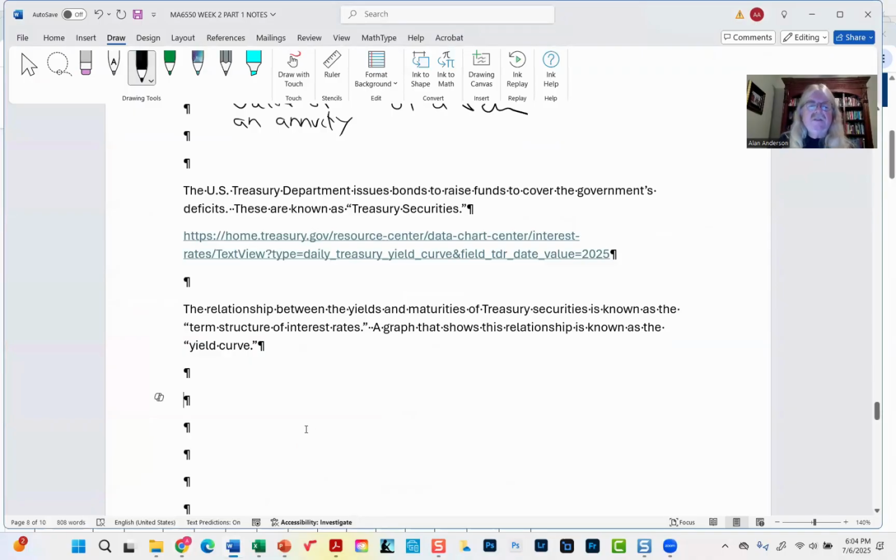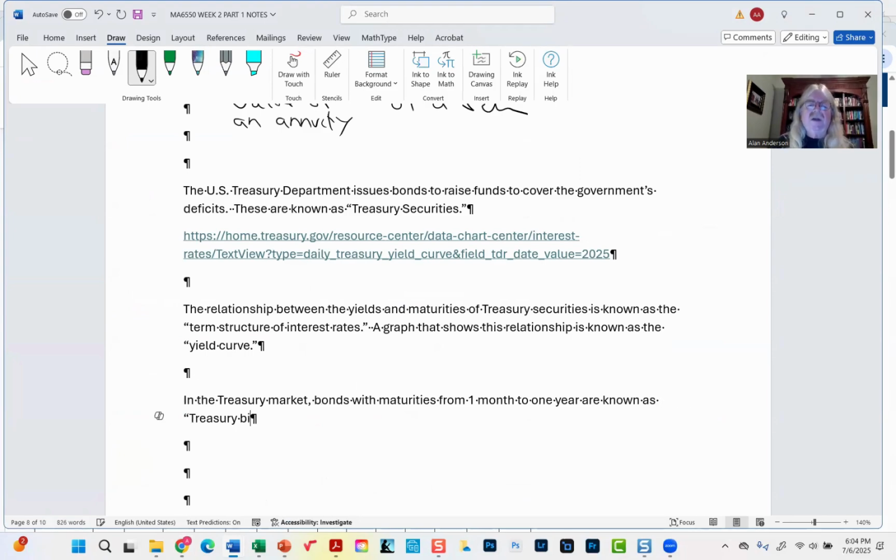So in the Treasury market, bonds with maturities from 1 month to 1 year are known as treasury bills. So even though they're technically bonds, they're very short-term bonds.